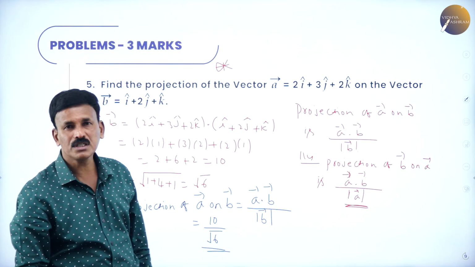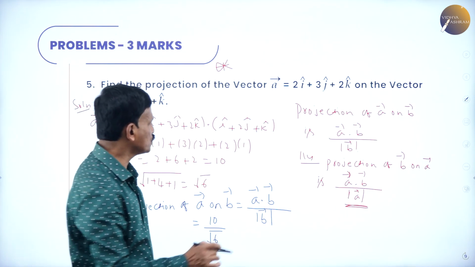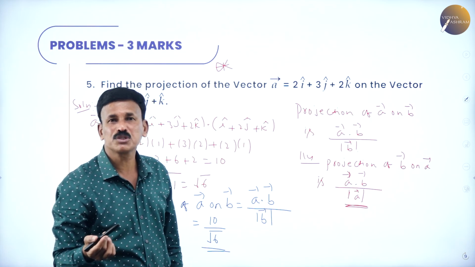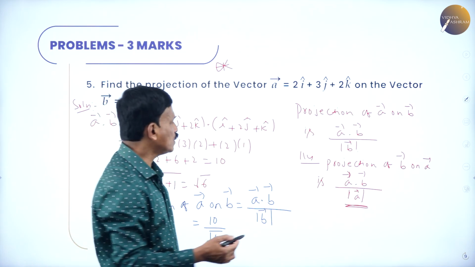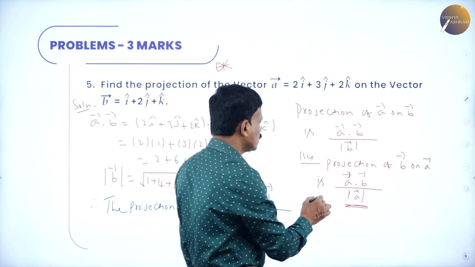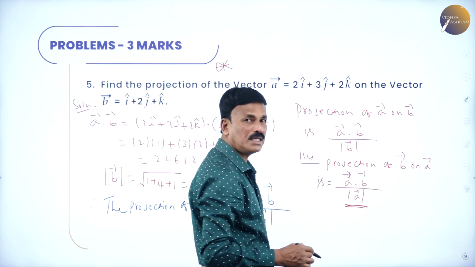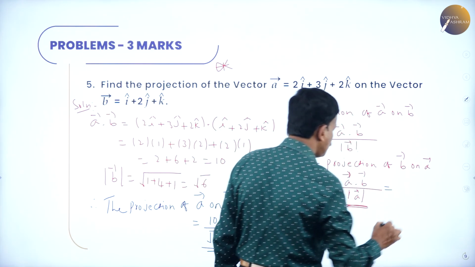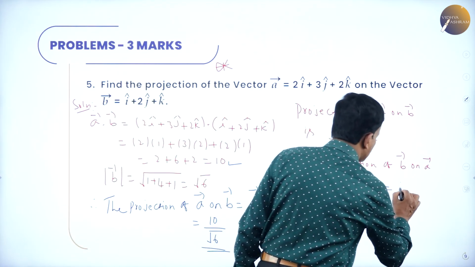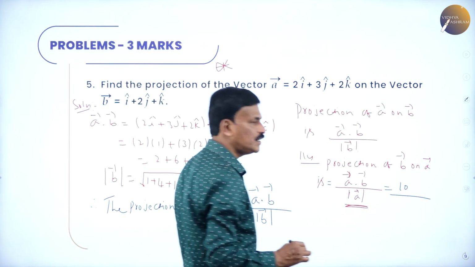Suppose you want to find the projection of B on A. The projection of B on A is given by A dot B divided by the length of A. Now what is A dot B? You know A dot B is equal to 10. This is 10 divided by the length of vector A.